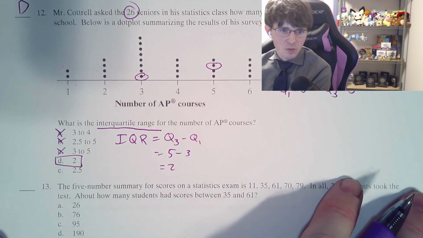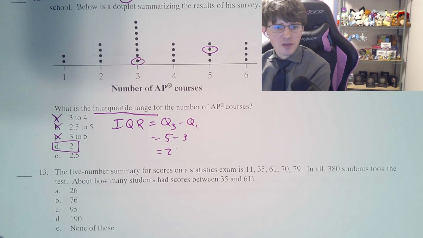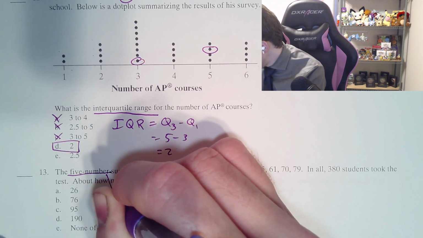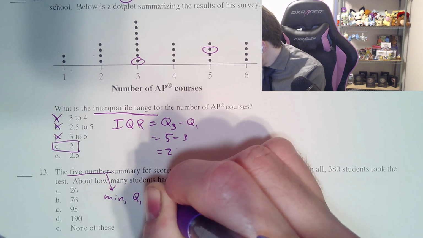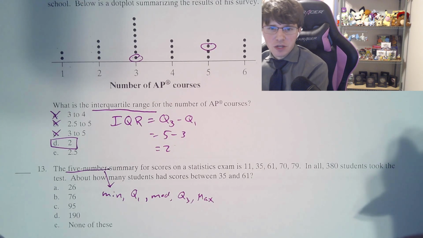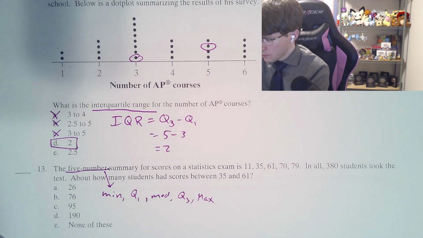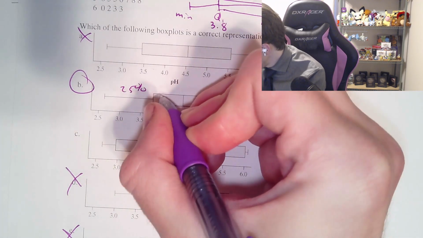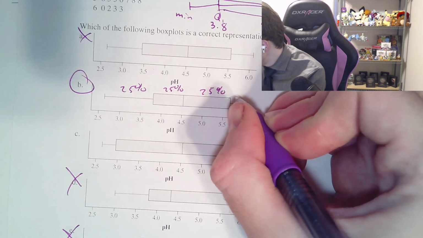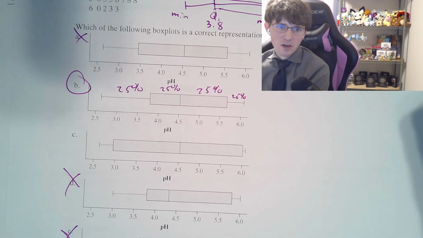Let's move on to number 13. So the 5-number summary for scores on a statistics exam. By the way, the 5-number summary is exactly the same thing as saying a minimum, a Q1, a median, a Q3, and a maximum. As a reminder for this particular question that's going to be useful, we talked about it briefly: on any box plot whatsoever, these are all 25%. No matter what the box plot is, every single section that you're drawing between the lines, by definition, you are finding 25% for every section.